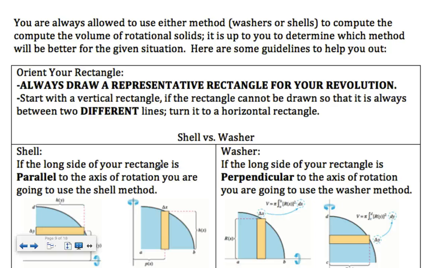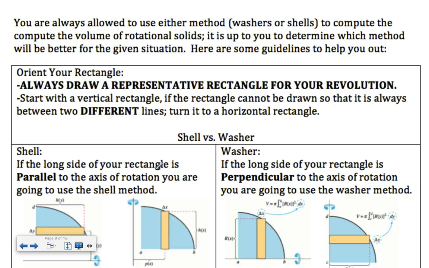Okay, so you're always allowed to use either method, washers or shells, to compute the volume of rotational solids. It is up to you to determine which method will be better for the given situation. So here are some guidelines to help you out, because I know that this can be really complicated. So the first thing you're always going to do before you do anything is orient your rectangle. So always draw a representative rectangle for your revolution. Start with a vertical rectangle. It's good to start at the same place every time.